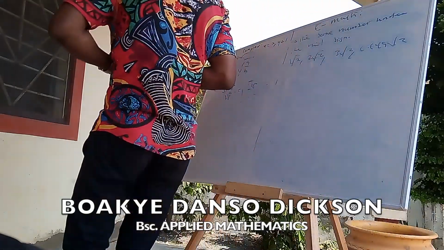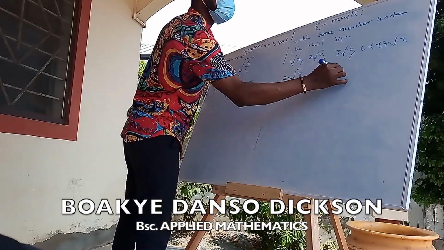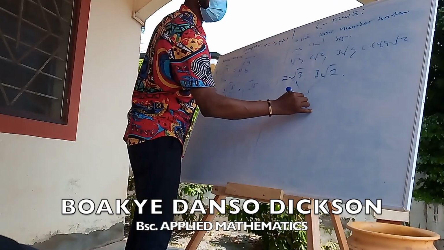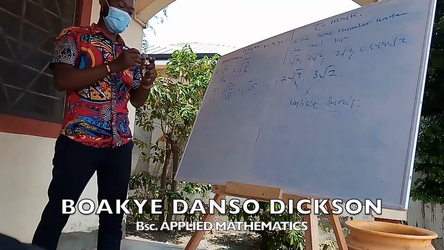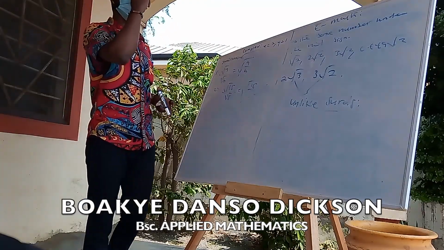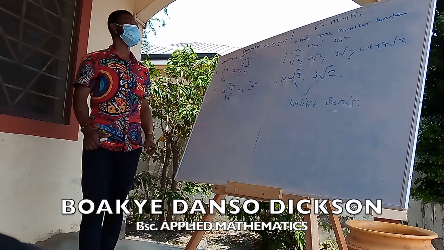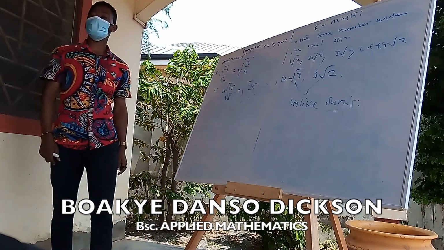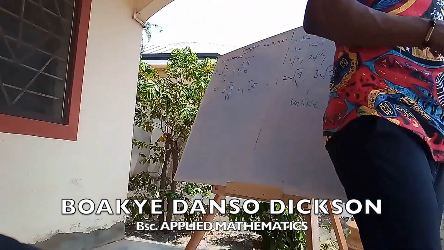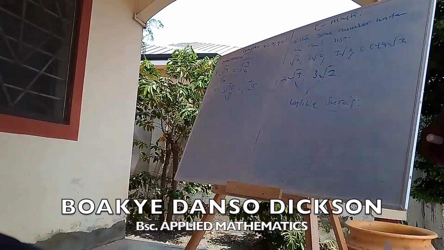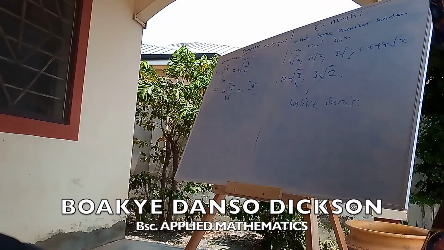Now, when you have 2√3 and 3√2, these are unlike sets. Why are they unlike sets? Because they have different values under the root sign. So we are going to look at their additions and subtractions, and then look at possible examples that we can probably solve.